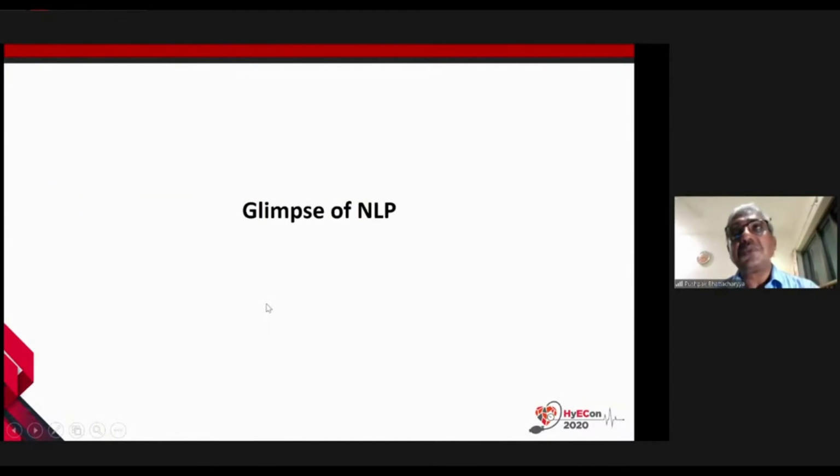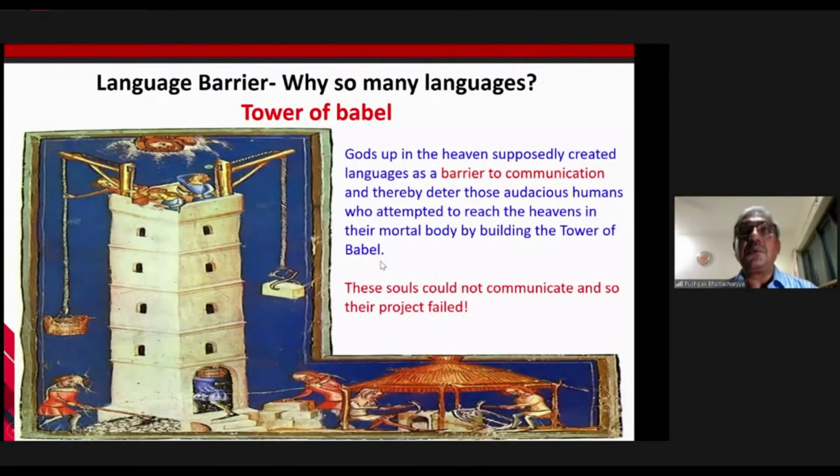Now, this brings me to the technology which we employ in such cases, the technology of natural language processing and machine learning. I was tempted to tell you a very small story, maybe in 1 minute. This is called the story of the Tower of Babel. So what happened was that human beings decided to conquer the heaven.